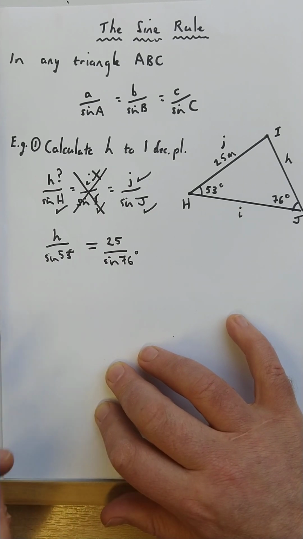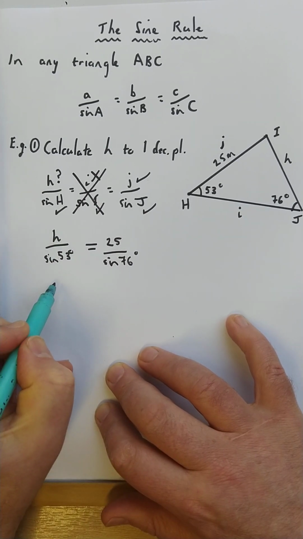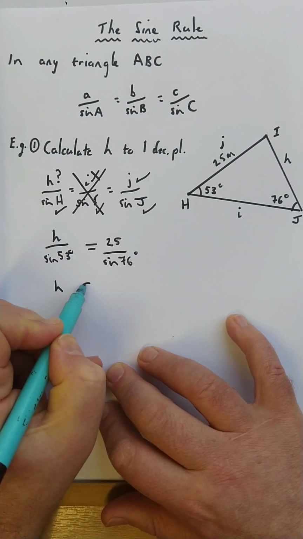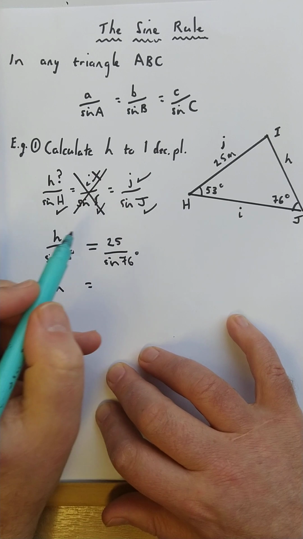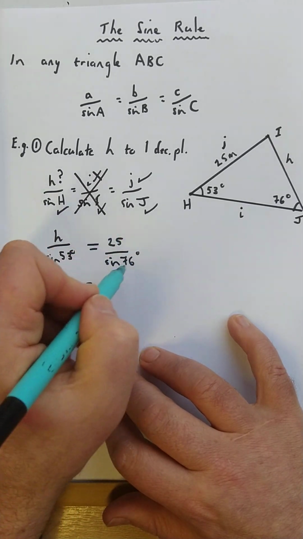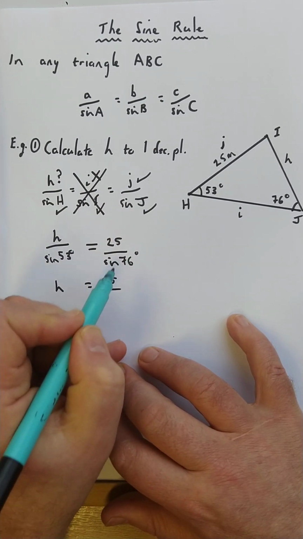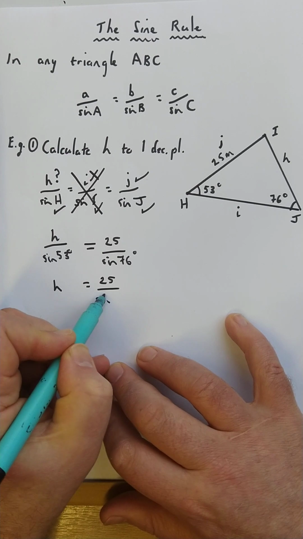Well, now it's just an equation. I want to work out what h is. I want rid of the sine 53 here, so I'll keep my h. These numbers don't swap around. Sometimes I see all sorts of weird and wonderful mixing up of these different things. Whatever this connection is here, keep it the same. So that's 25 over sine 76 degrees.